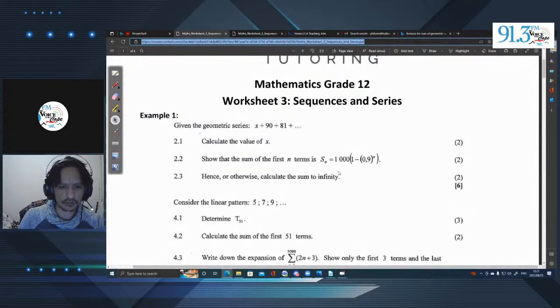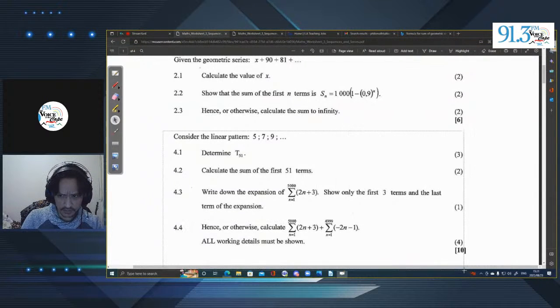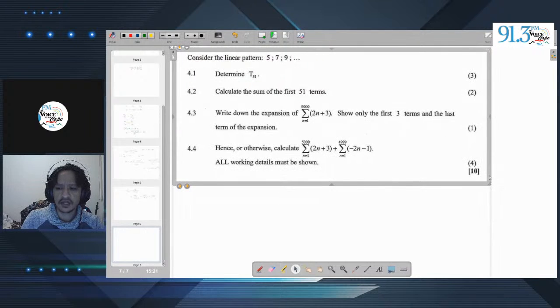Okay, now, the next question asks us to consider the linear pattern 5, 7, 9. Now, this is a linear pattern, and another term for linear is basically arithmetic. So what we'll just do here is we'll consider this an arithmetic sequence, right? And we can double check that it is. So let me just copy this, add it to a new page, put it over here, and let us double check that this is an arithmetic sequence.